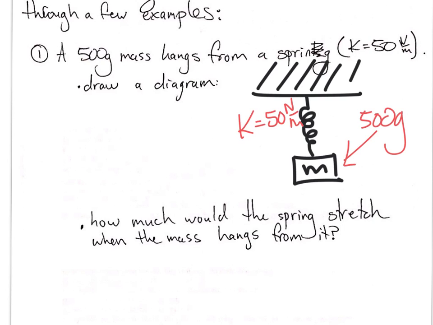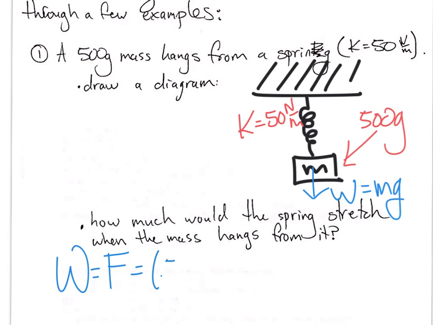Alright, how much would the spring stretch when the mass hangs from it? If the spring were just sitting there, it would be completely unstretched. And if the mass were attached to it, we all of a sudden have this force pulling on the spring. That force would be the weight of the mass. We know that weight is mass times acceleration due to gravity. So the weight of the mass is what pulls on the spring, and m is half a kilogram, 500 grams, right?